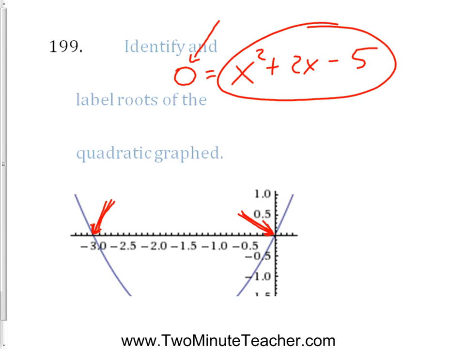Okay, so identify and label the roots of this quadratic. Well, here they are. This is one root. Here's another root. Now exactly where they are, it looks like that spot right there is at 0, 0. And over here, if I look real close, it looks like that spot is trying to tell me -3, 0. Okay, so that would be my 2 roots of this quadratic.